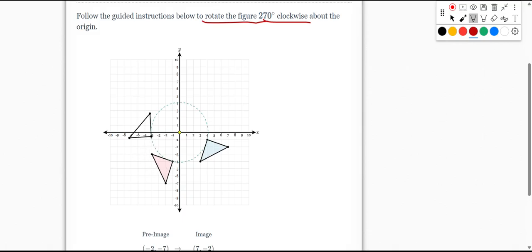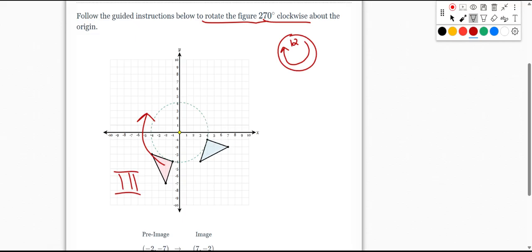Here's my figure. It starts out in the third quadrant. We'll call that the pre-image. Clockwise is the way of a clock, so if you think about a clock, it moves in this direction. So this image has to move in that direction, moving in the way of a clock. 270, though, means we have to go 270 degrees.